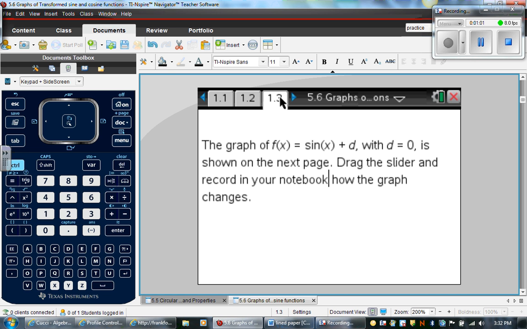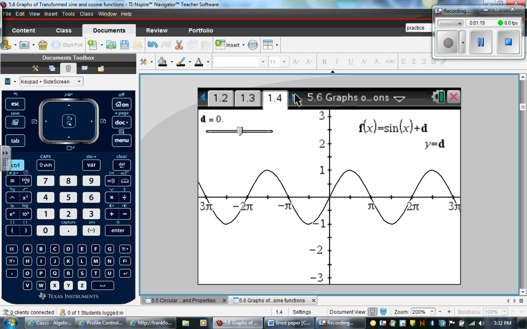All right, so the graph of f of x equals sine of x plus d, with d equal to 0, is shown on the next page. What we're going to do is grab that slider and move it around, and record in our notebook how the graph changes. All right, so what we have right now is y equals sine of x. Okay, notice that d has not changed. d is currently 0.